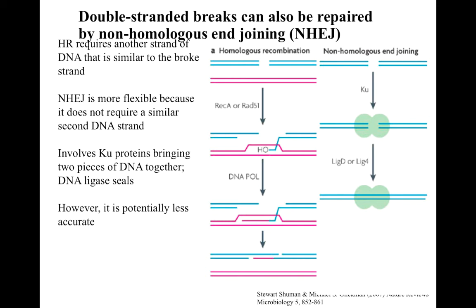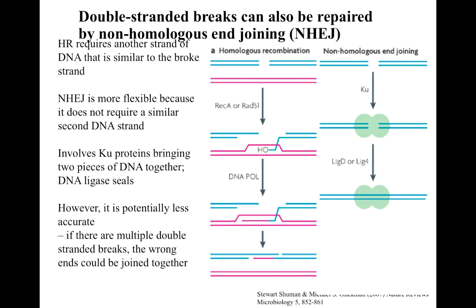However, the problem with NHEJ is that it's potentially less accurate because you could actually have the wrong ends that could be joined together, or in some cases processing of the ends can sometimes result in deletion.